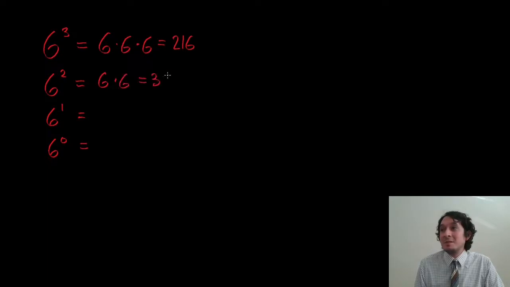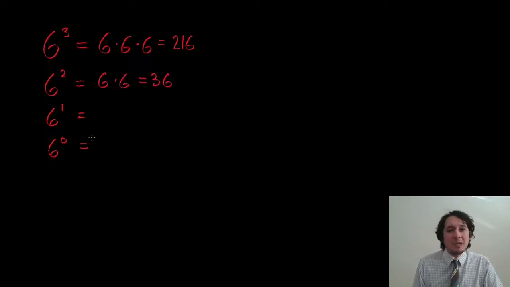We're going to talk a little bit more about the definitions of exponents. We've been working with perfect squares and cubes for a while now. We know that 6 cubed means 6 times 6 times 6, which is 216, and we know that 6 squared means 6 times 6, which is 36.